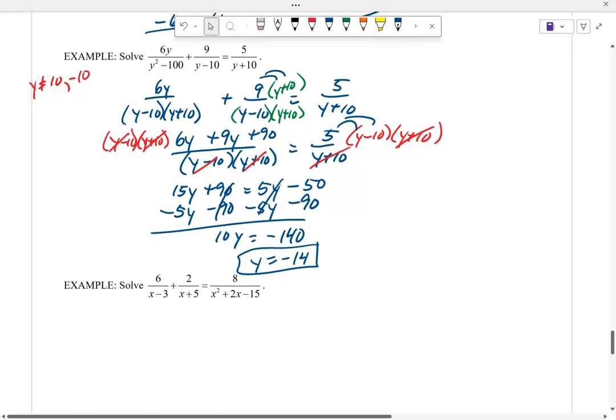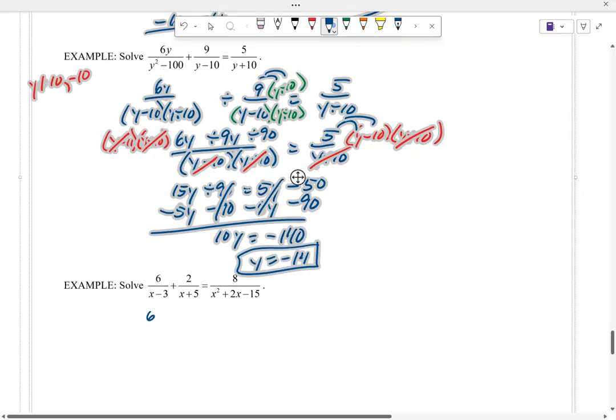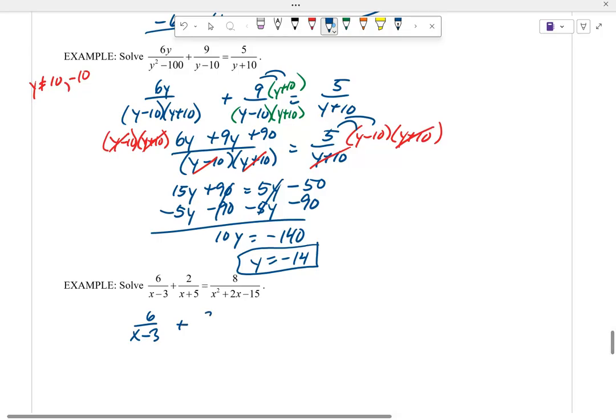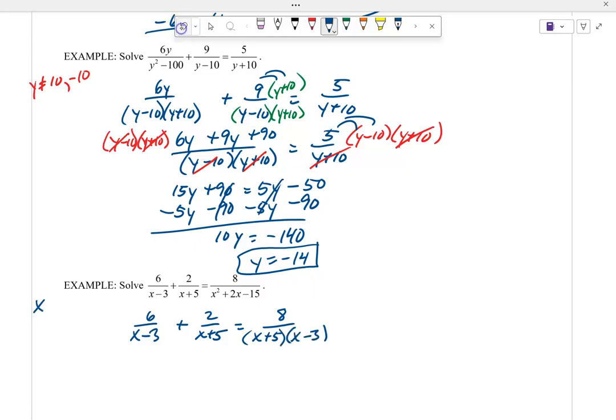So this next one, right now it's not factored. Let's go ahead and factor this first. So notice x cannot be 3 or negative 5. And now let's go ahead and get a common denominator. So this needs an x plus 5, this one needs an x minus 3.